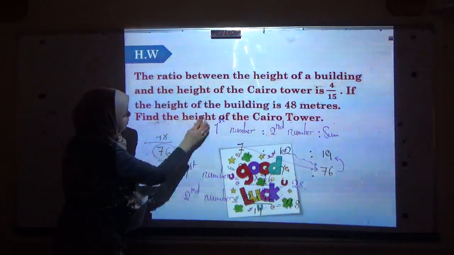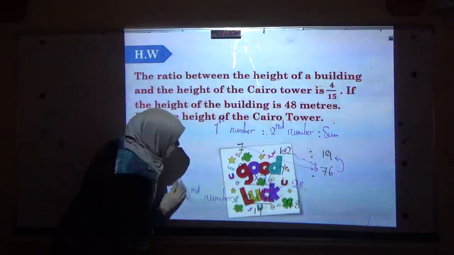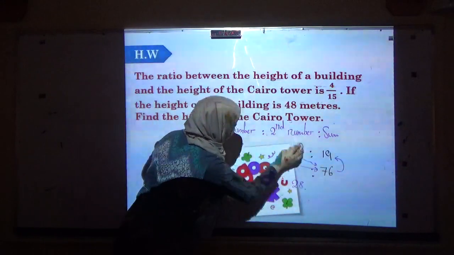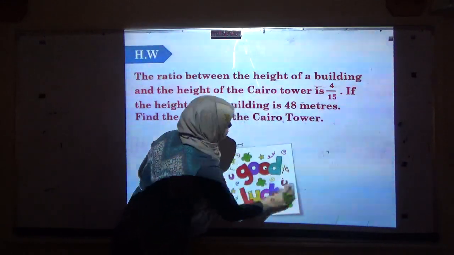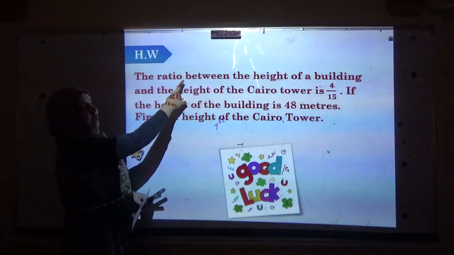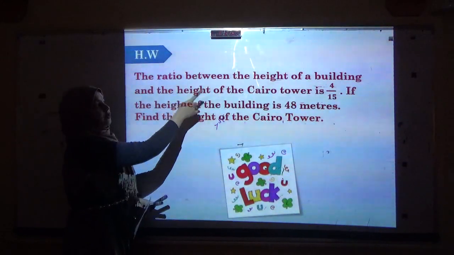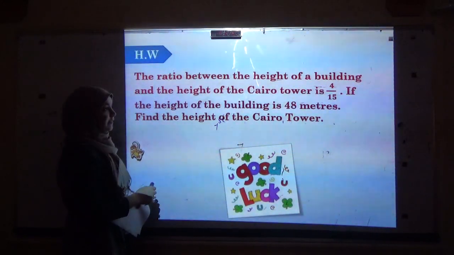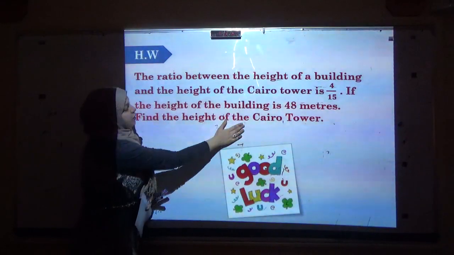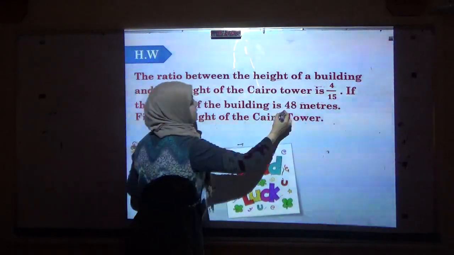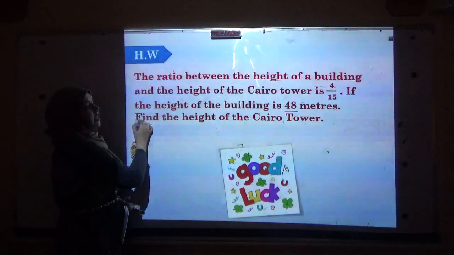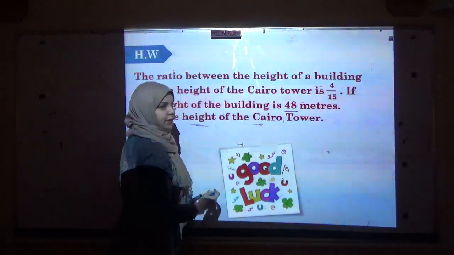Now this is your homework. Study well and answer this homework. Okay? Here the ratio between the height of a building and the height of the Cairo Tower is 4/15. If the height of the building is 48, find the height of the Cairo Tower. Thank you.